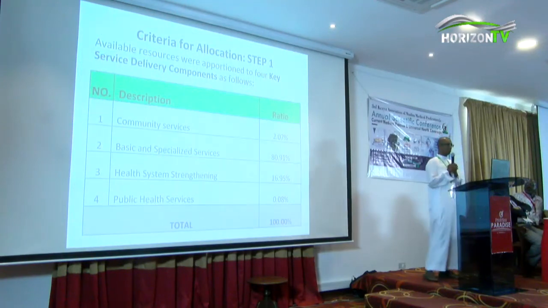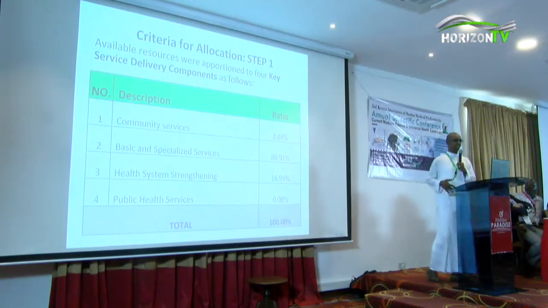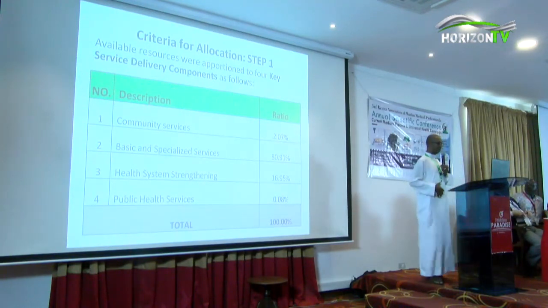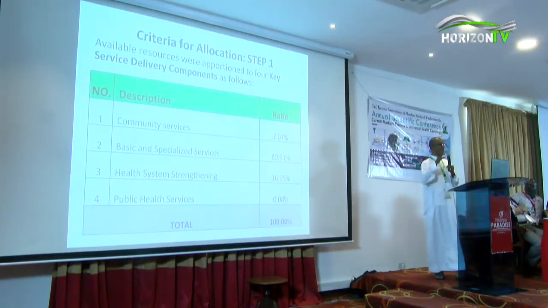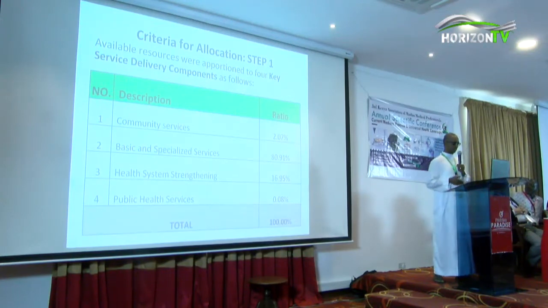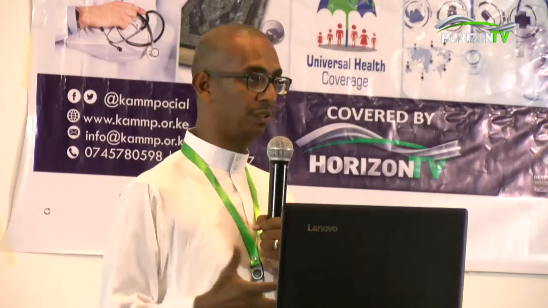So in terms of the pilot, where will the money go? I think Prof talked of primary health care. This one is already showing that our priorities are upside down somehow. So for the pilot, we have divided the money into these percentages. Community services, which is mostly primary health care, is 2%. Basic and specialist services, 80%. That's the majority of the money that in the UHC will go to basic and specialized services. Health system strengthening, employment of new health workers will take 17%. Public health services will be 0.0.